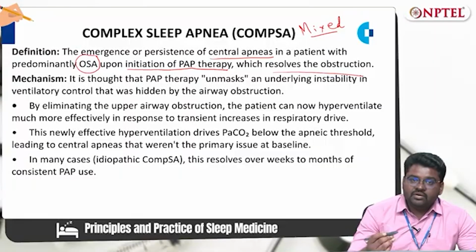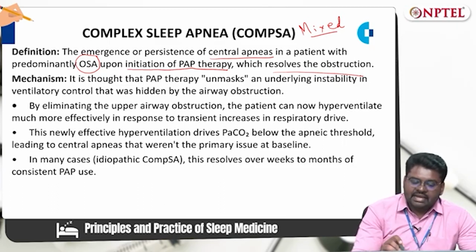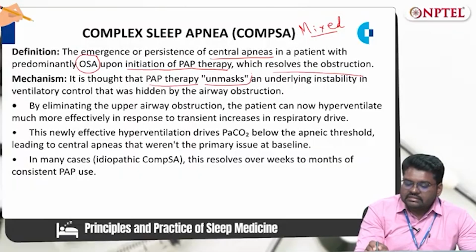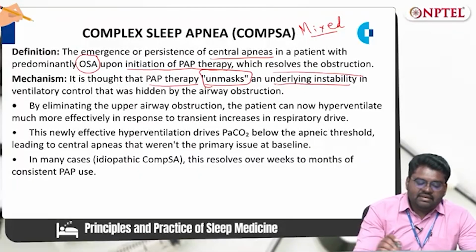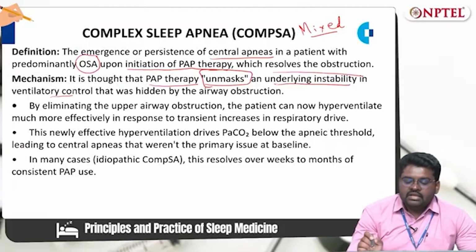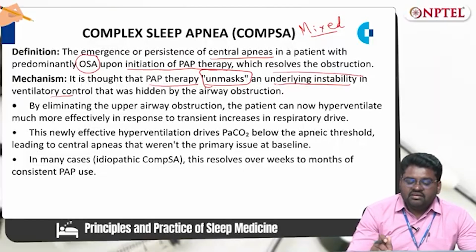When the treatment is going on after initiation of positive airway pressure therapy, the obstruction part will be relieved. Then we will be able to identify the central apneas. The mechanism is, it is thought that the PAP therapy unmasks, that is, opens up the underlying instability in ventilatory control. So the ventilatory control is also a problem here, that was hidden by the airway obstruction.